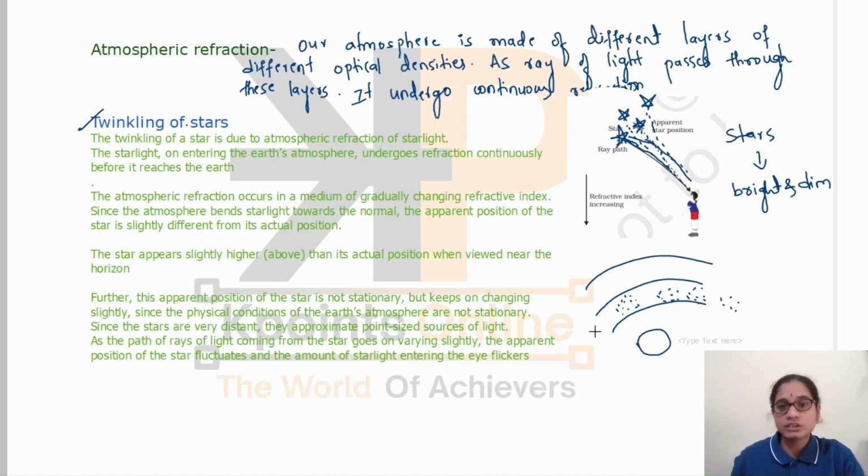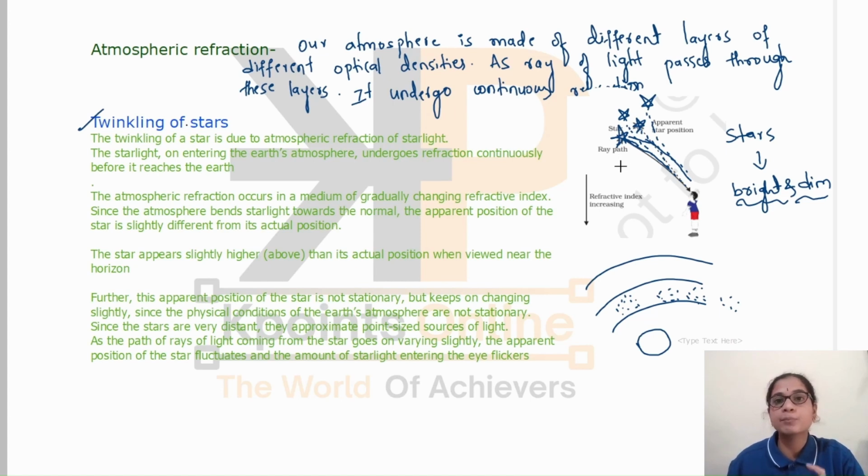sometimes even in this layer itself, some place has more density, some place has less density, and in other layers also the density of the medium changes. So the refracted rays will reach our eyes from different, slightly different positions. So it appears like these stars are twinkling. The apparent position of these stars will change continuously. Sometimes more light will reach our eyes, sometimes less light will reach our eyes. Because of that, they continuously seem bright and dim.